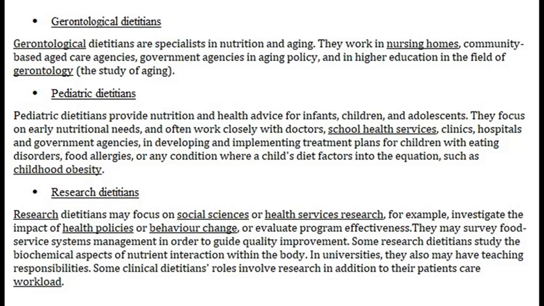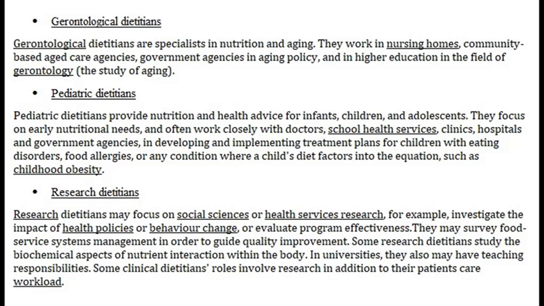Next we have your research dietitian. Research dietitians may focus on social sciences or health services research. For example, investigate the impact of health policies or behavioral change or evaluate program effectiveness. They may survey food service system management in order to guide quality improvement. Sort of research dietitians, as the name suggests, they go into research kind of thing.